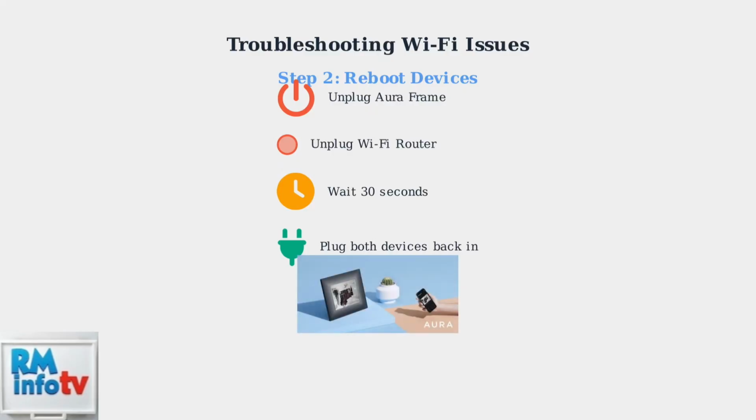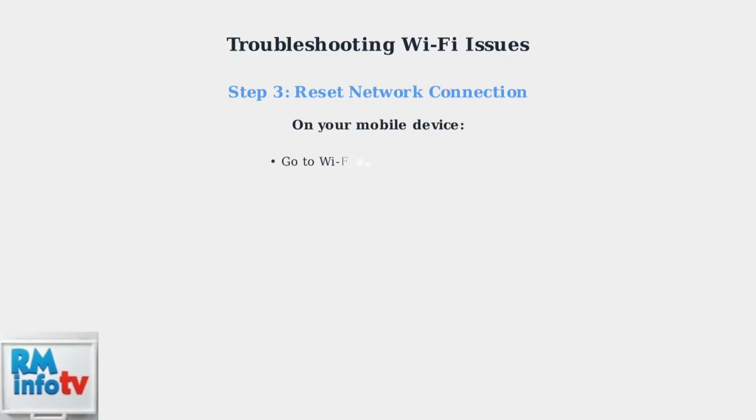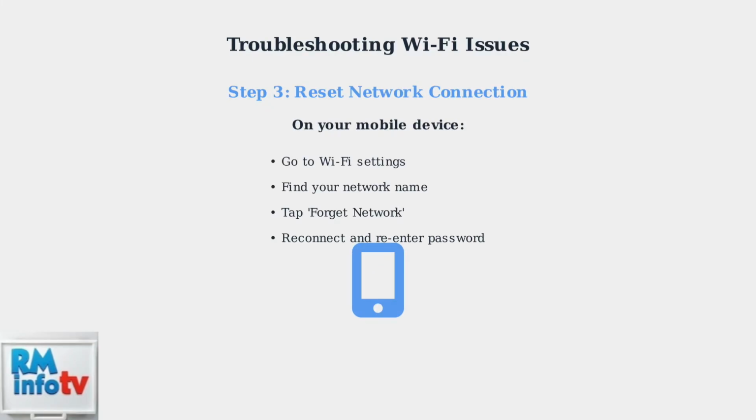Your Aura frame should reconnect automatically after rebooting. The frame will display a connection status on its screen. If rebooting doesn't help, try forgetting the Wi-Fi network on your mobile device and reconnecting. This clears any stored connection data that might be causing conflicts.